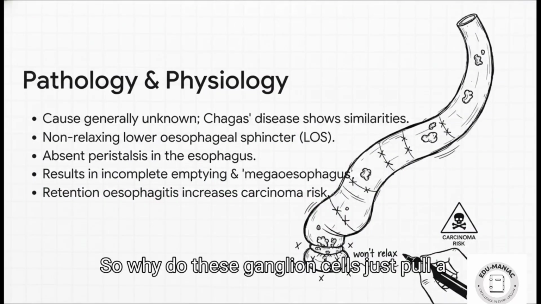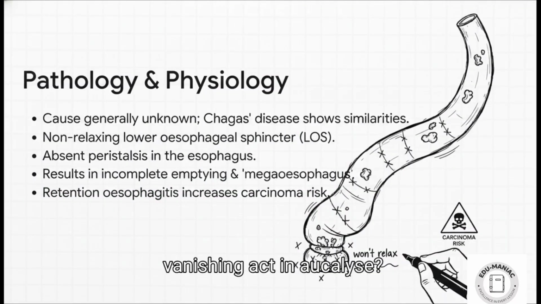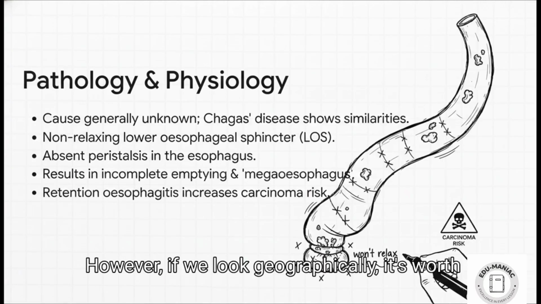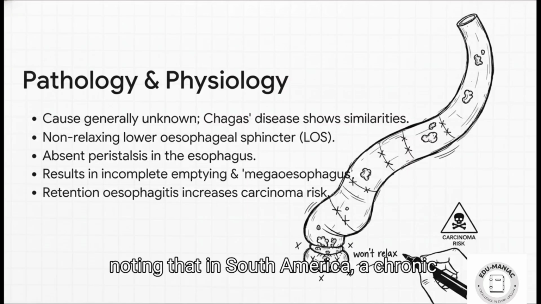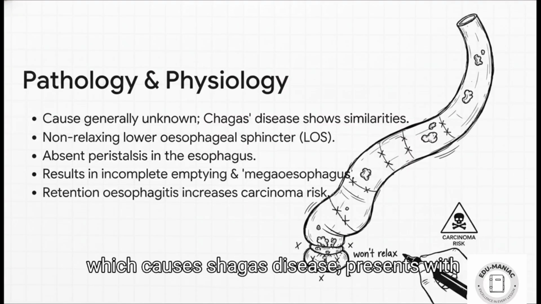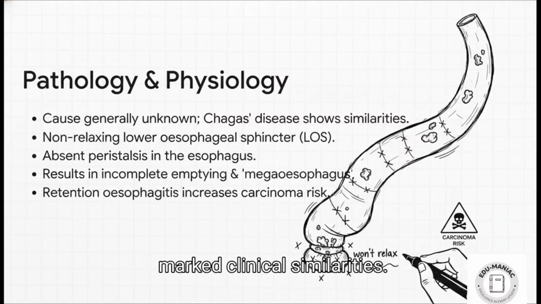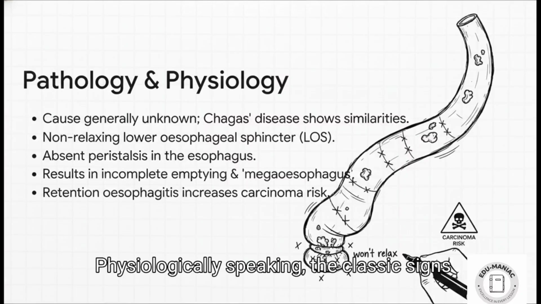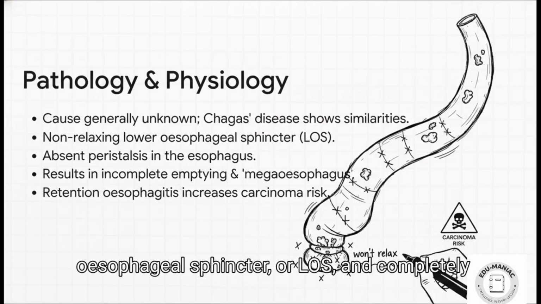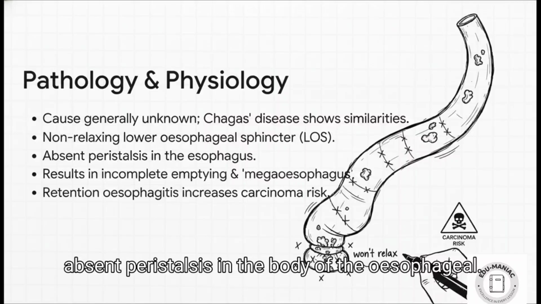So why do these ganglion cells just pull a vanishing act in achalasia? Well, the exact cause is generally a mystery. However, if we look geographically, it's worth noting that in South America, a chronic infection with the parasite Trypanosoma cruzi, which causes Chagas disease, presents with marked clinical similarities. Physiologically speaking, the classic signs you're looking for are a non-relaxing lower esophageal sphincter, or LOS, and completely absent peristalsis in the body of the esophagus.